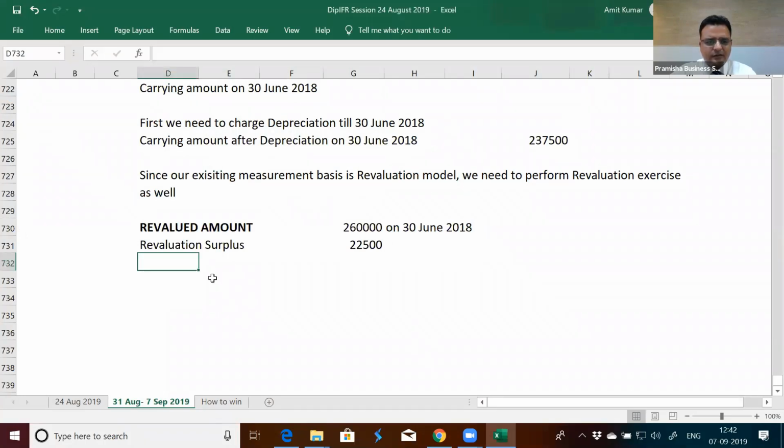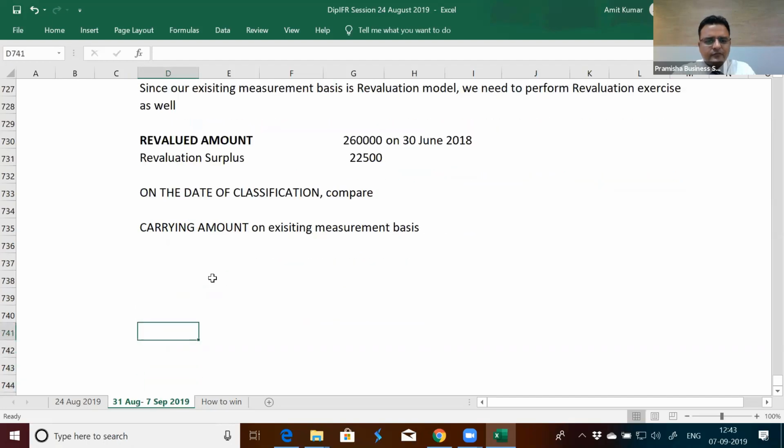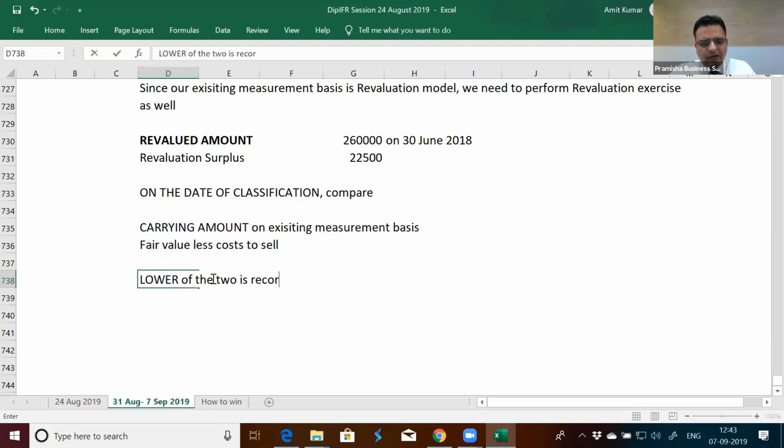Perfect. Now comes the date of classification. On the date of classification, we need to compare carrying amount on existing measurement basis with fair value less cost to sell, and the lower of the two is recorded as non-current asset held for sale.